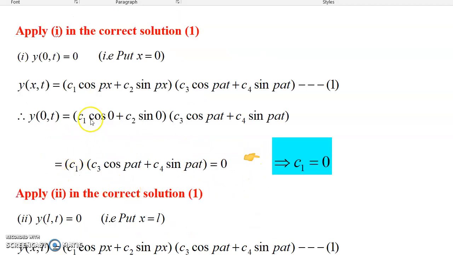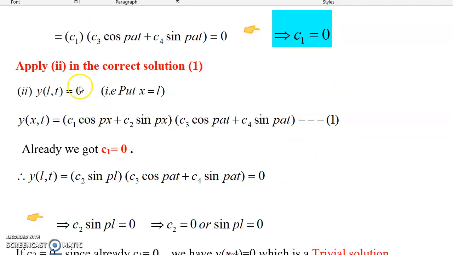So here the first term answer will be C1 into the second term. And the condition says that is equal to 0. When you have this equal to 0, you cannot equate a term having a variable. Here this term has the variable t, so don't touch that. So what has to be 0? C1 has to be 0. So this is the first result we get when we apply the first boundary condition.